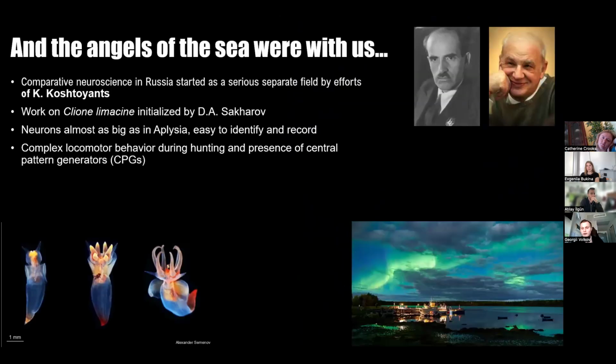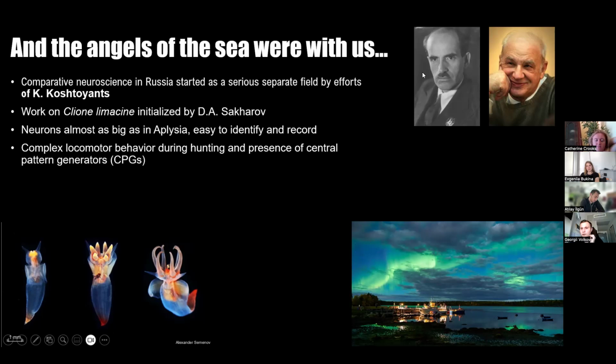You can see them here. This is a very unique mollusk called the sea angel. These sea angels live only in the northern seas. Usually they could be found, I think, in the North Sea and in the White Sea. And here we talk a little bit about the story of the comparative studies in my country.